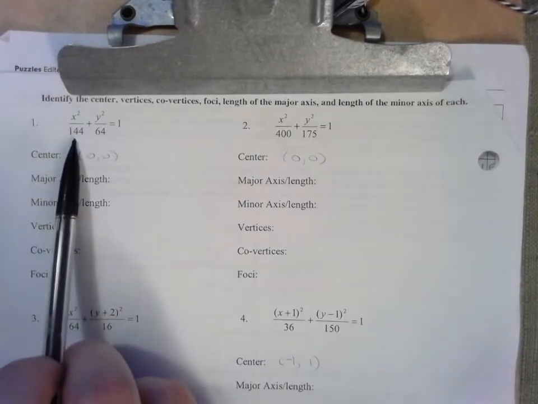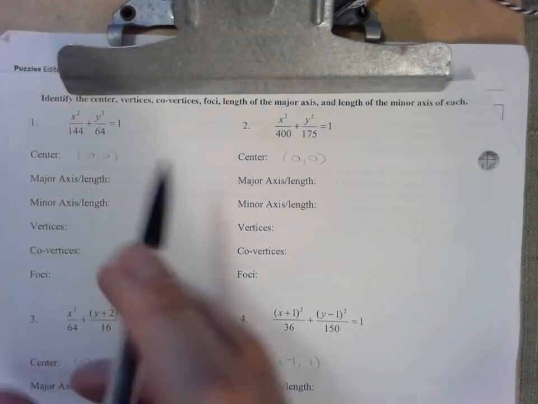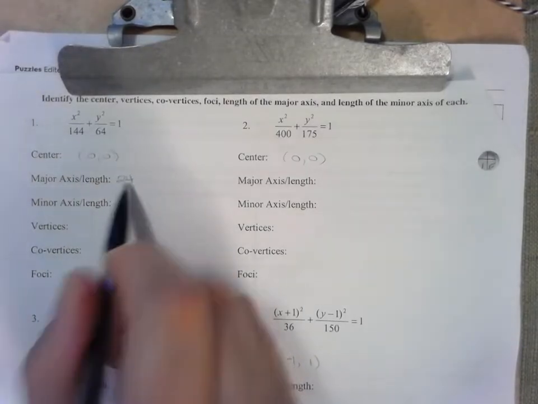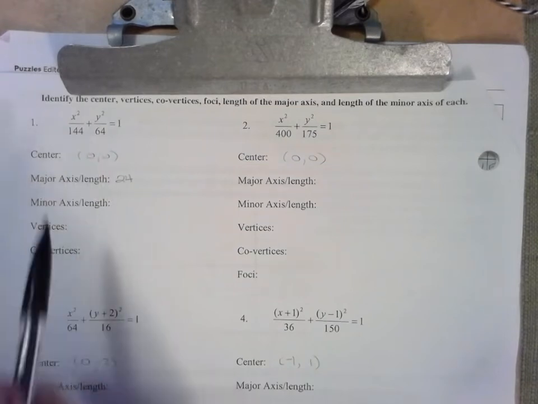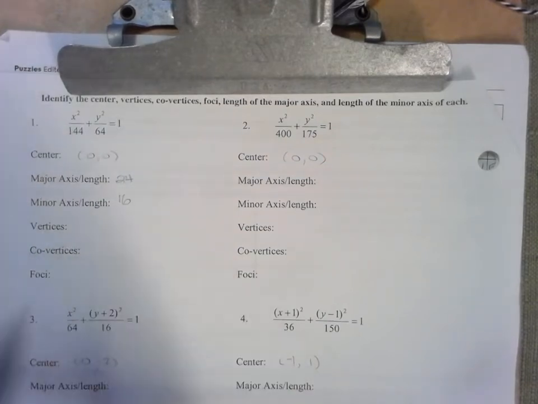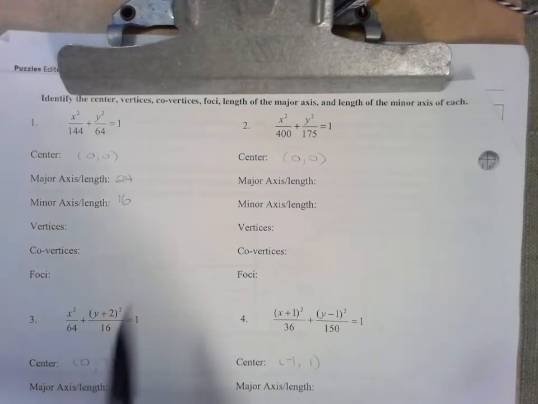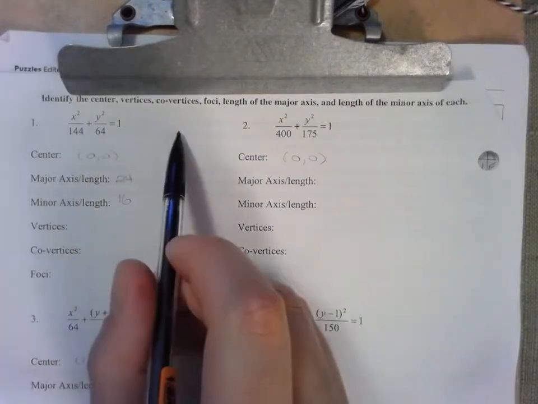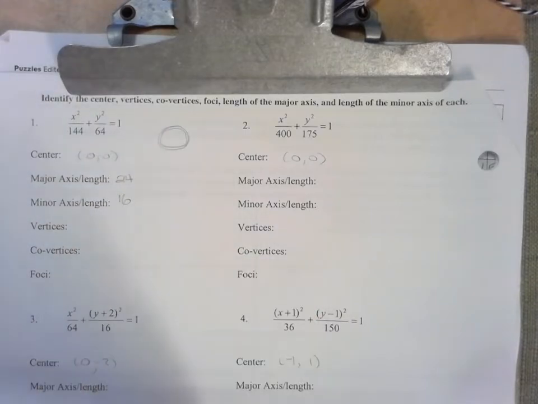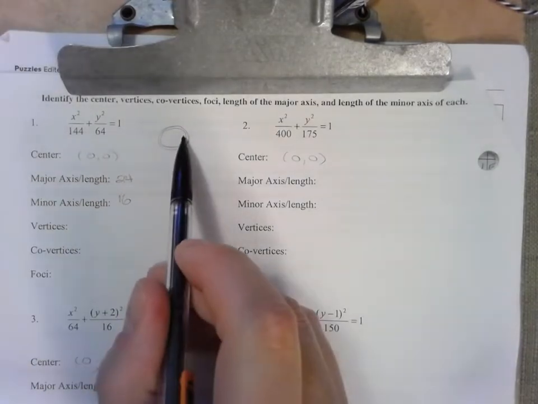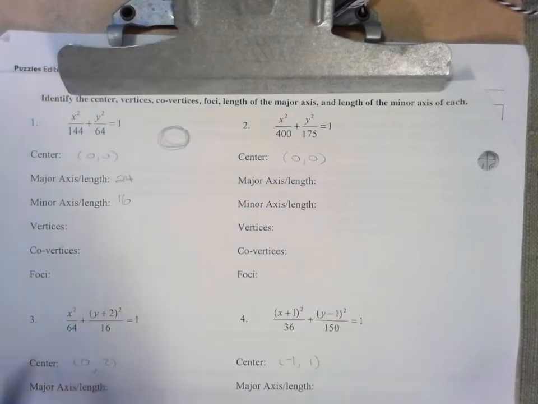The first thing I want to determine is our value of a, which is the larger value. So 144 is a squared, so a would equal 12. Your major axis would be 24, or 2 times 12. Our minor axis: if b squared is 64, b equals 8, and 2 times b is 16, that is your minor axis length. We also want to determine what type of ellipse this is. An ellipse that is wider. So it's going to look wider compared to how tall it is.